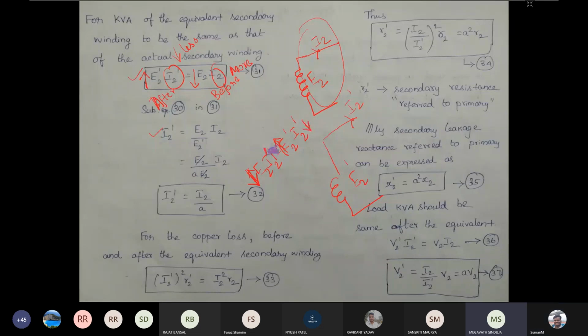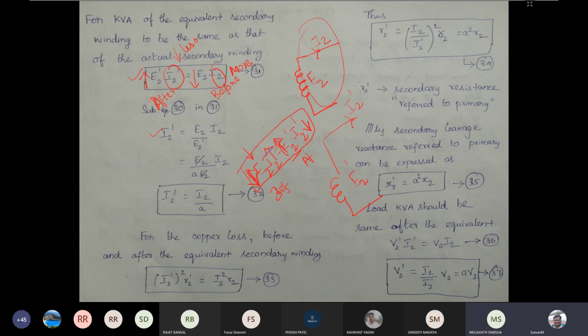So this is before modification, and here it is after modification. Here the voltage is less and the current is more. Here the voltage is higher and current is lesser. So here what we have done, we have done power balance before and after the modification. From that we have obtained this relation.